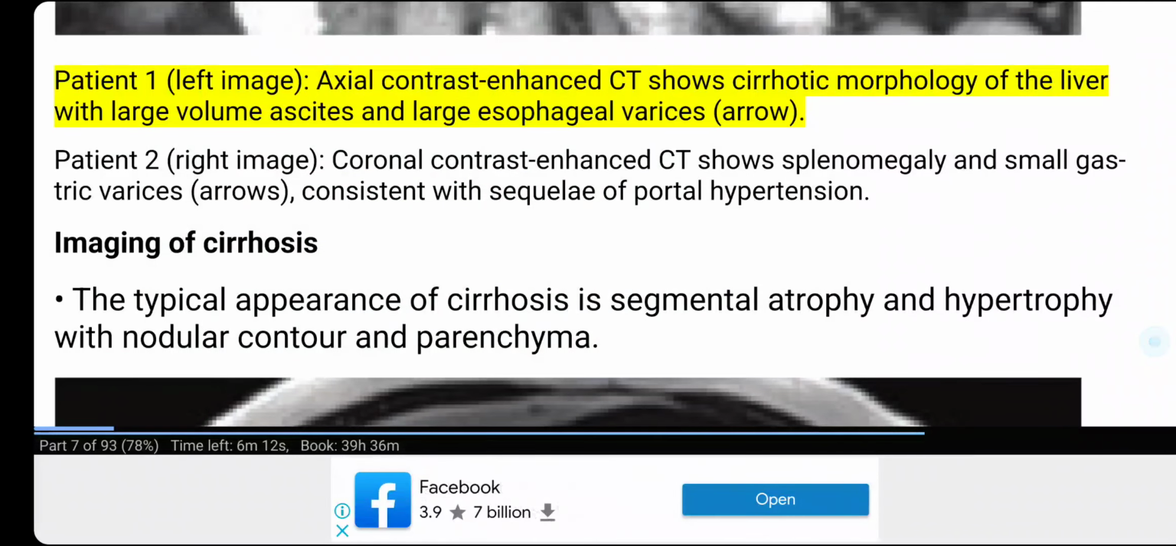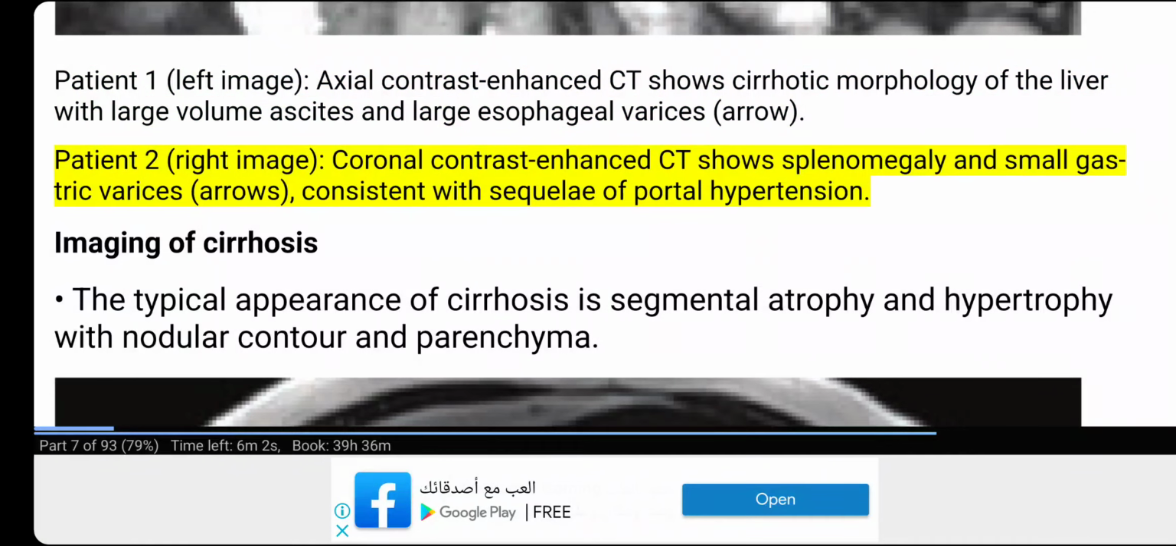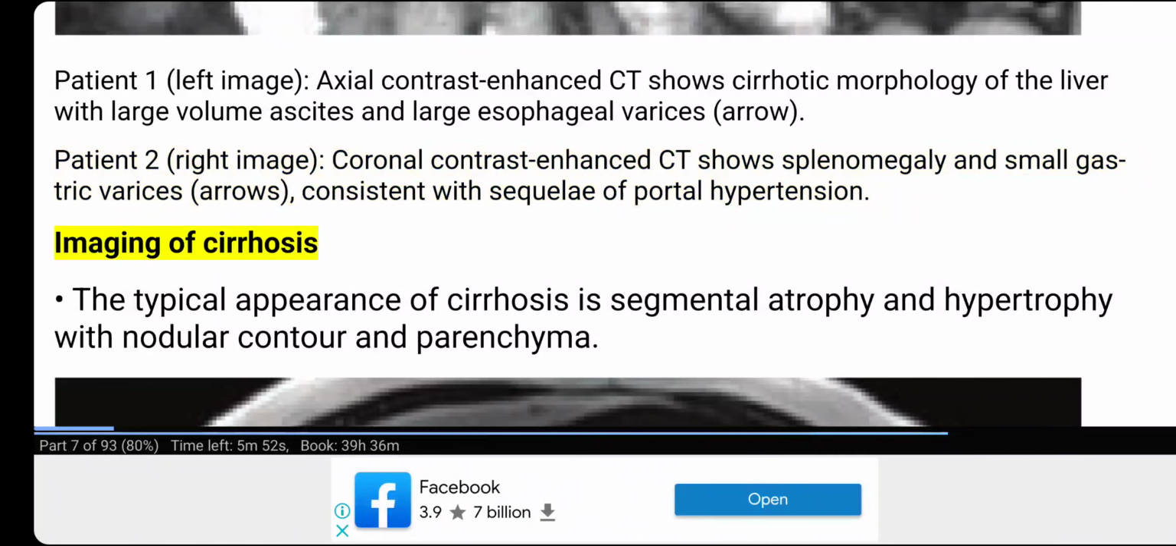Patient 1, left image, axial contrast enhanced CT shows cirrhotic morphology of the liver with large volume ascites and large esophageal varices, arrow. Patient 2, right image, coronal contrast enhanced CT shows splenomegaly and small gastric varices, arrows, consistent with sequelae of portal hypertension. Imaging of cirrhosis.